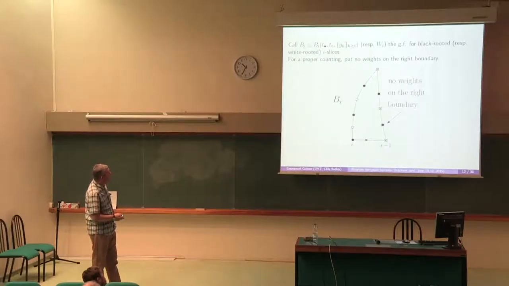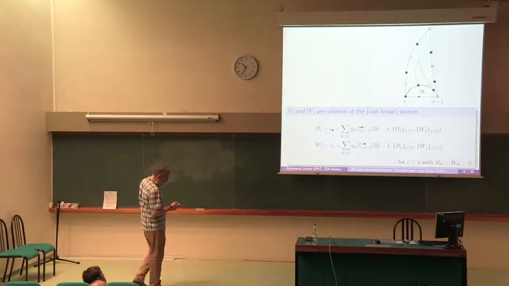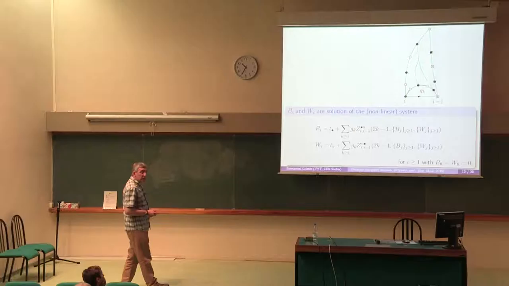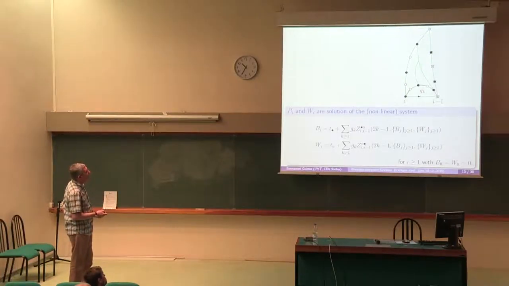Okay, so that's what you should do. And to get this B_i, you can write down the slice decomposition of the slice itself. So a slice, say a black rooted slice, can either be reduced to a single edge. This is the degenerate case, in which case it's counted by T black.